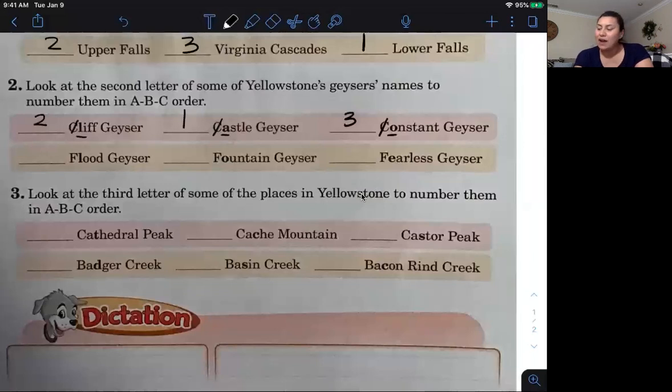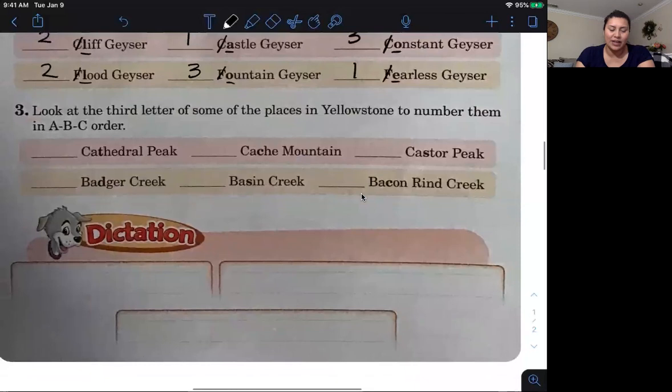Flood geyser, fountain geyser, or fearless geyser? Let's see. They all start with an F, so I'm going to cross out the F's so we don't get confused, and I'll underline the L, the O, the E. Well, I know the E is towards the front of the alphabet line. What would be next? O or L? Yes, the L and then the O. Good job, you guys. All right, let's keep going. You guys are really good at this.